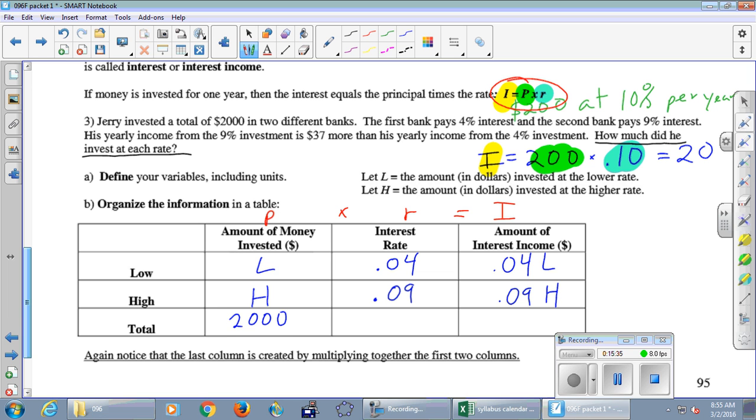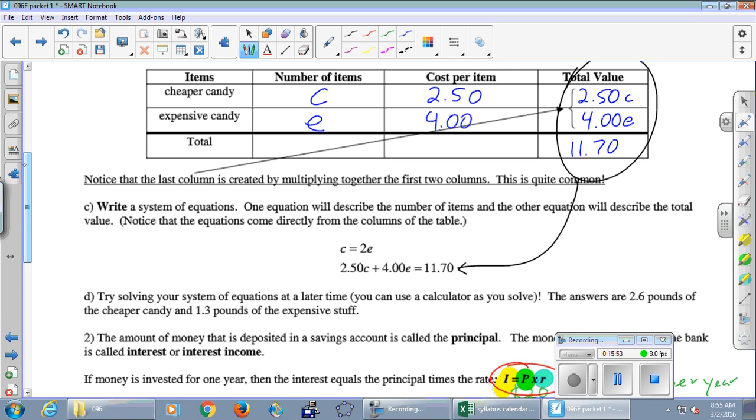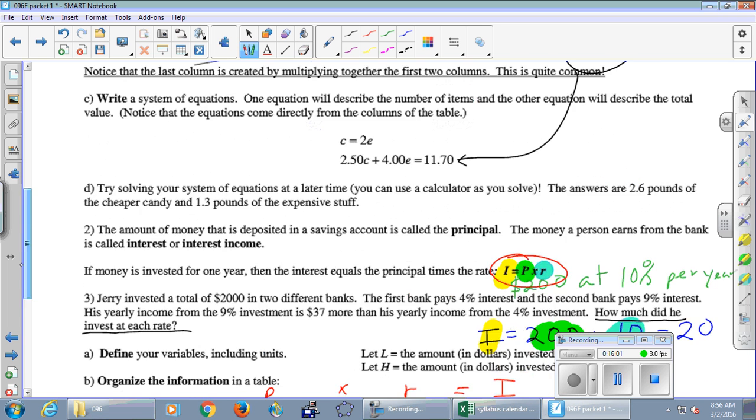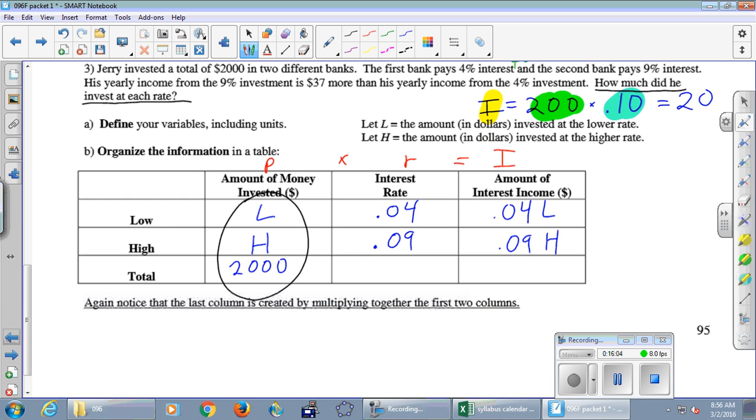Okay, so let's see if we can get some equations. Here's our first one. Can somebody translate that into an equation? L plus H equals 2000, which should remind you an awful lot of how we set up the last row, last column into an equation, right? So we've got one equation, the easy one, is L plus H equals 2000. The other equation is tougher. So we can write this here, L plus H equals 2000. Don't look on the next page.